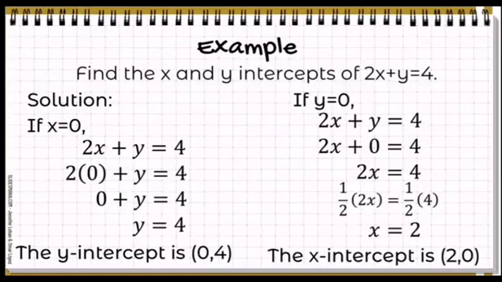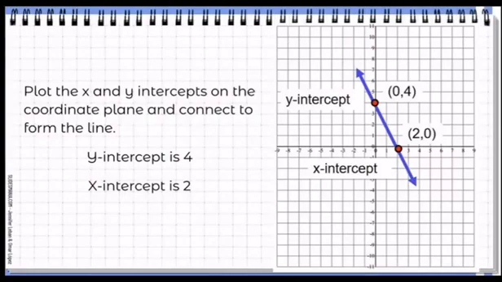And then, if y equals 0, again, substitute y with 0. So, we have 2x plus 0 equals 4, or 2x equals 4. Now, to cancel 2 in 2x, we need to multiply 1/2 to both sides of the equation. Therefore, we have x equals 2. So now the x-intercept is (2, 0). Plot the x and y-intercepts on the coordinate plane and connect to form the line. The y-intercept is 4, so it passes the y-axis at 4, and the x-intercept is 2. It passes the x-axis at 2.